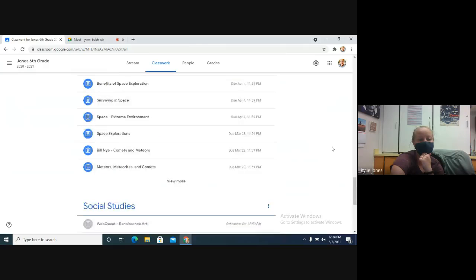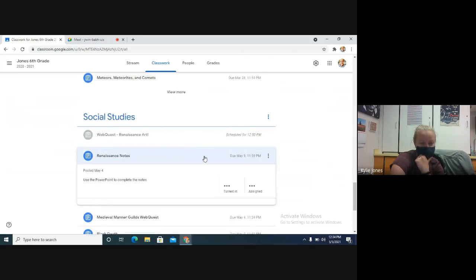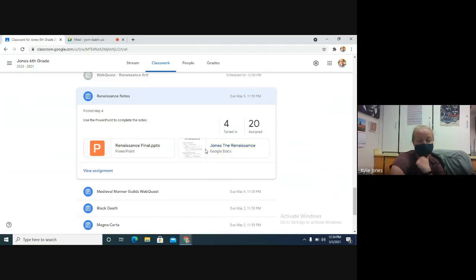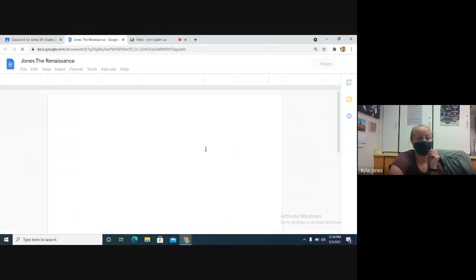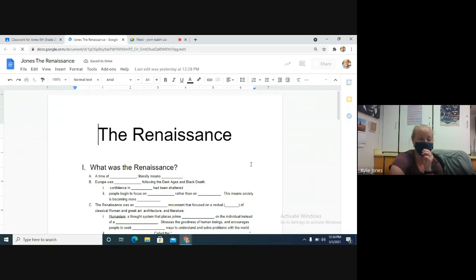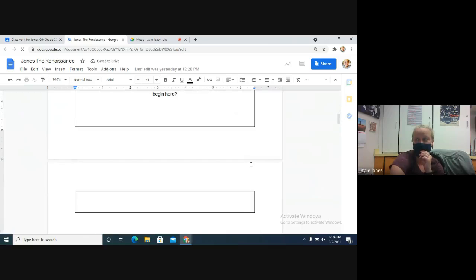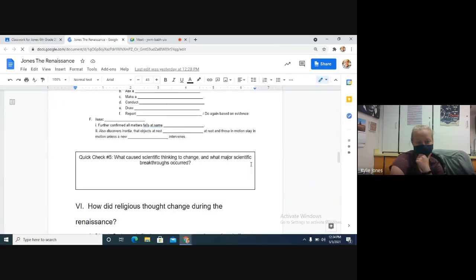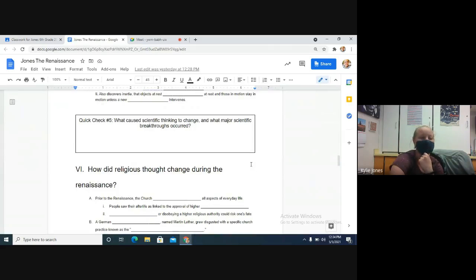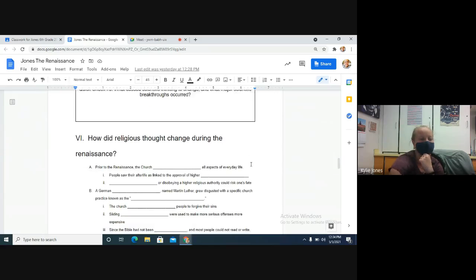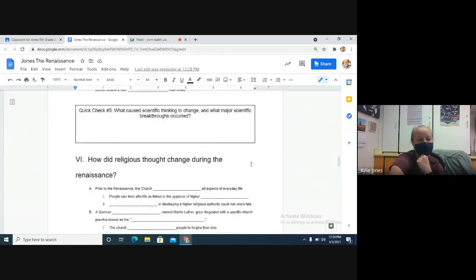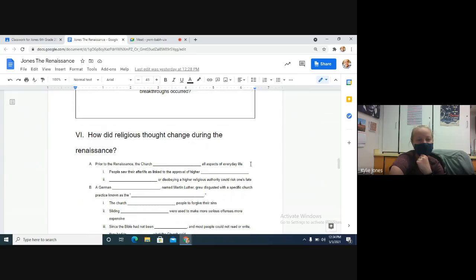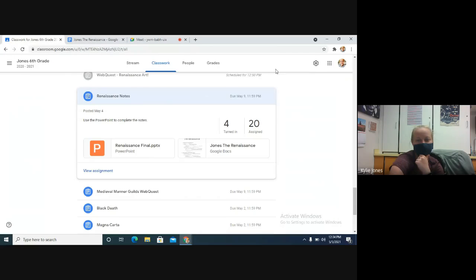So, in social studies, let's go ahead and get these Renaissance notes opened up. So you guys need to get that Google document opened. We finished with the scientific one, the exploration of science, right? Renaissance. We are on VI, which is 6. That's a Roman numeral for 6. And it's how did religious thought change during the Renaissance? So we're on the religion section. While you guys get that opened up, I'm going to go open up the PowerPoint.